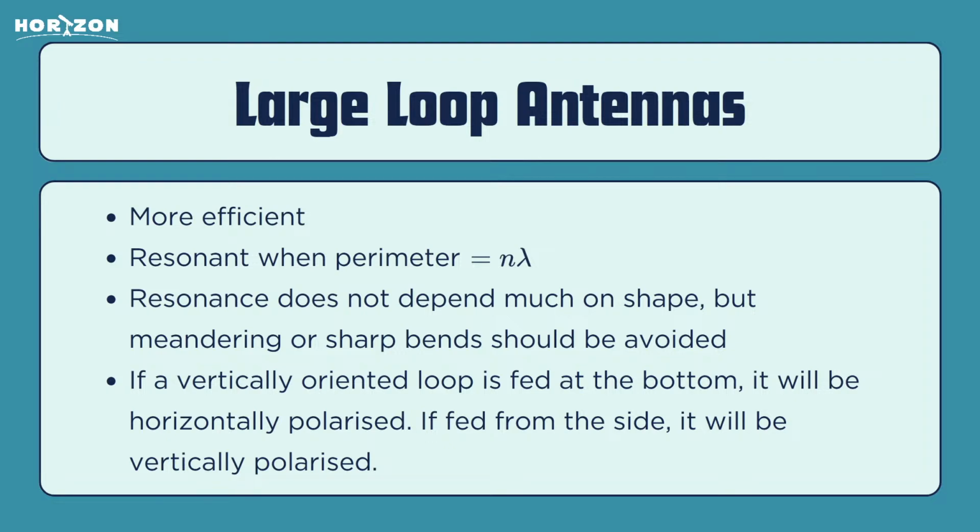And unlike a dipole antenna, the polarization of a resonant loop antenna is not determined by the orientation of the loop itself, but also depends on the placement of the feed point. If a vertically oriented loop is fed at the bottom, then its radiation will be horizontally polarized. Feeding it from the side will make it vertically polarized. This gives loop antennas some flexibility in design.